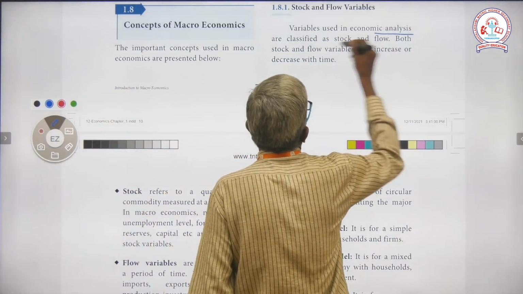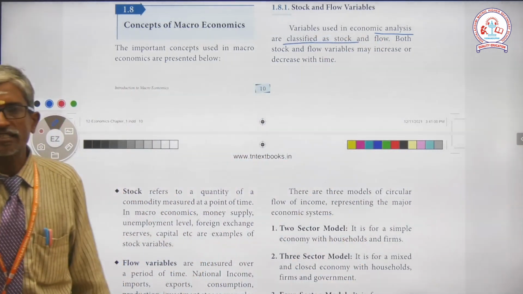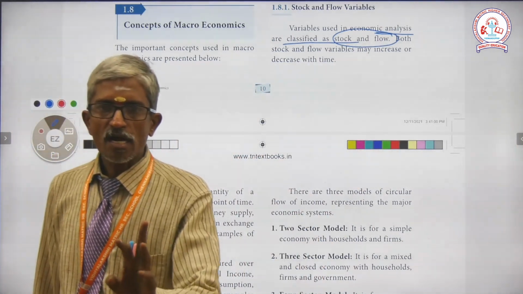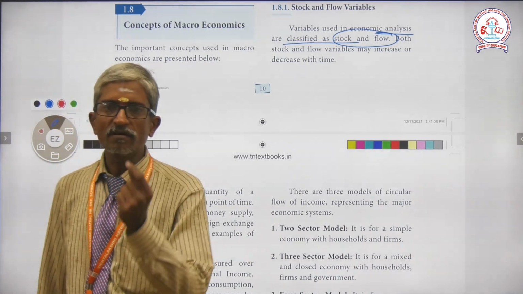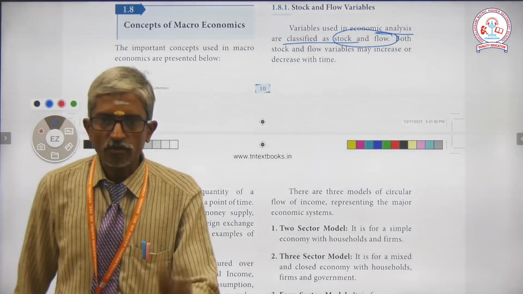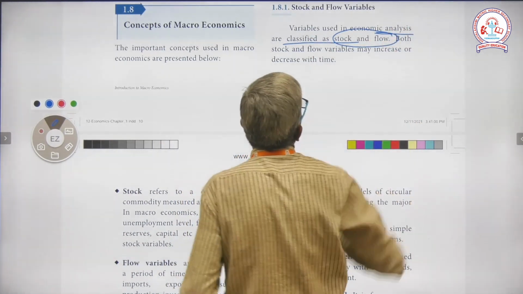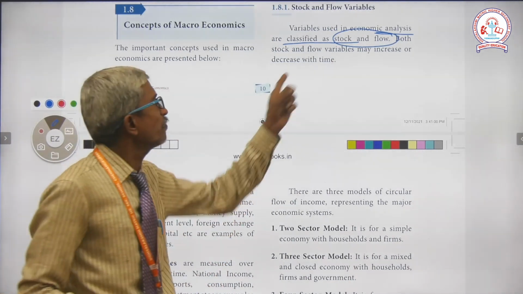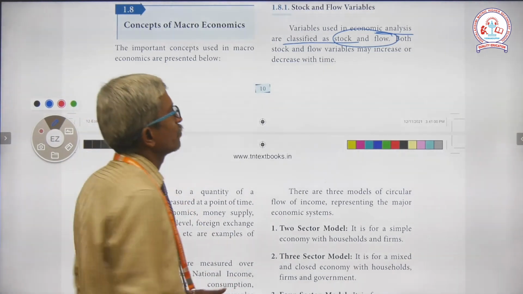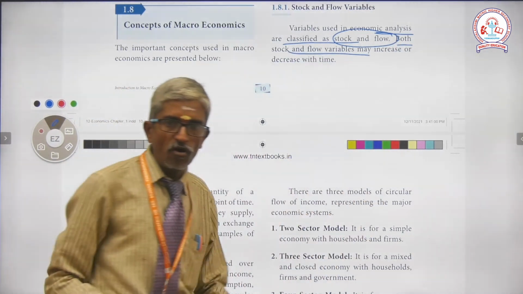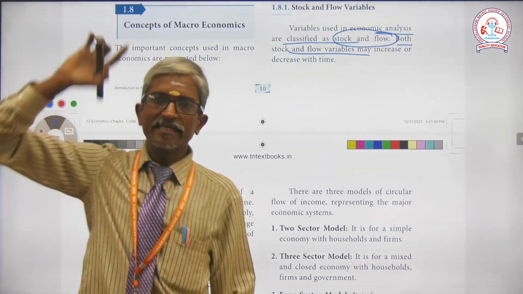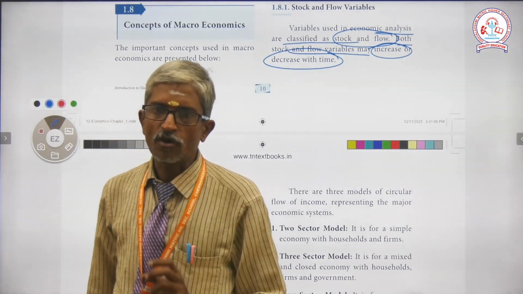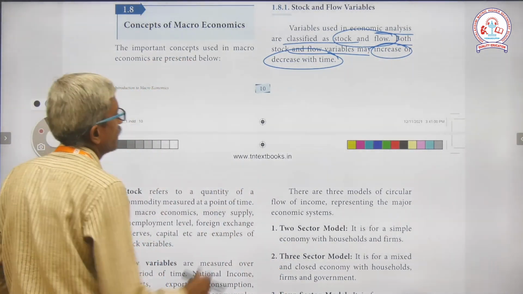The variables used in the analysis are classified as, the variable is basically only 2. What are the 2 variables? Stock and flow. Why are they using the term variable? Because it will often change, so they mention the word variable. Clear? Stock and flow. Our economics is based on demand and supply, so we are using the terms stock and flow. Both stock and flow variables may increase or decrease with time, in a short time, in a period of time. Clear? Okay, next.